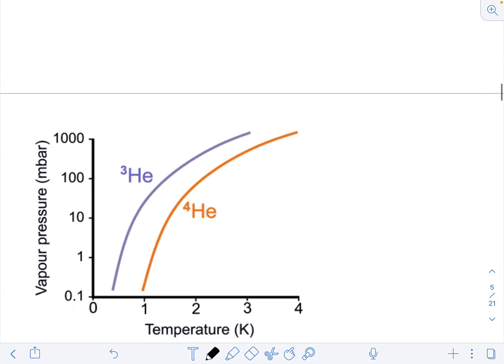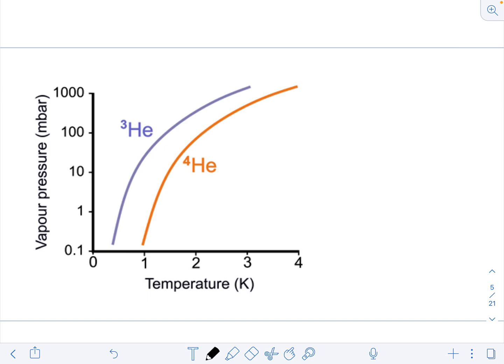Let me just remind you of these vapor pressure versus temperature curves. Here helium-4 is this orange line, and as we reduce the vapor pressure, the temperature comes down. And so we might operate our 1K pot at whatever this pressure is and get to about 1.5 Kelvin. Okay.